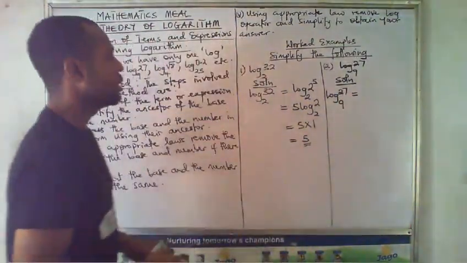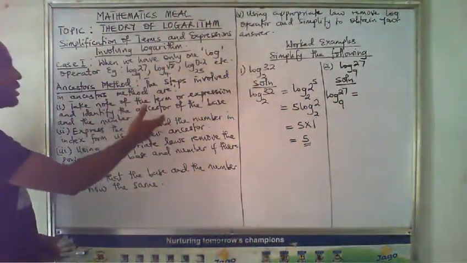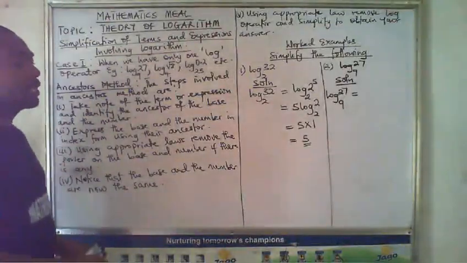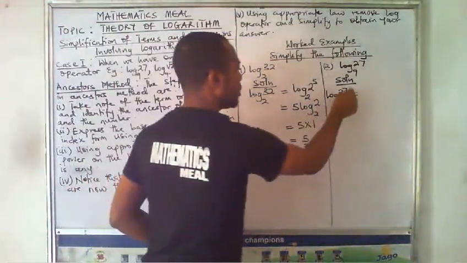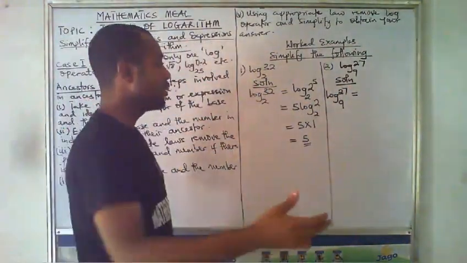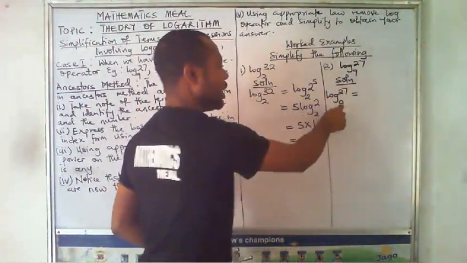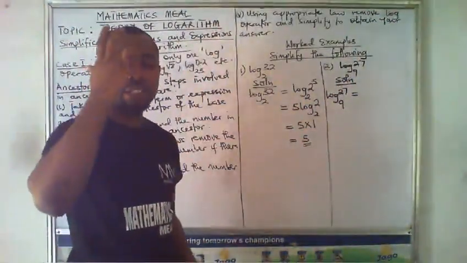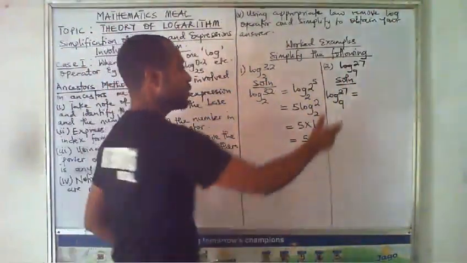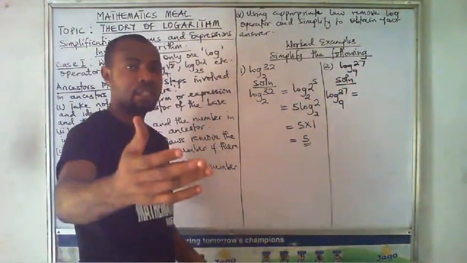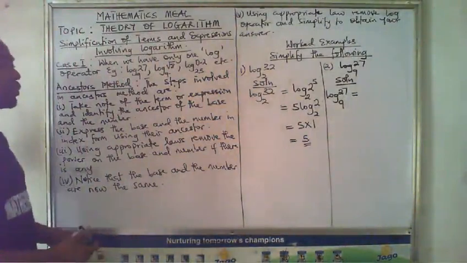Okay. Now they say, take note of the term. We have done that already. Identify the ancestor of the base and the number. Now look at the base, look at the number. Who is their great-grandfather? Who is their father? Between 27 and 9, they have a common ancestor, and that ancestor is 3. It's 3 that gives birth to 9, 3 times 3 is 9. It's 3 that also gives birth to 27, 3 times 3 times 3 is 27. So we have identified the ancestor as 3.